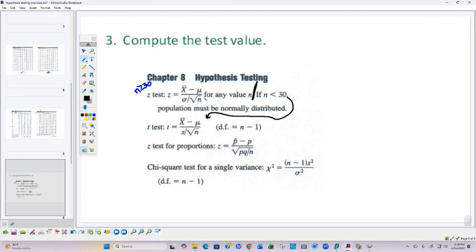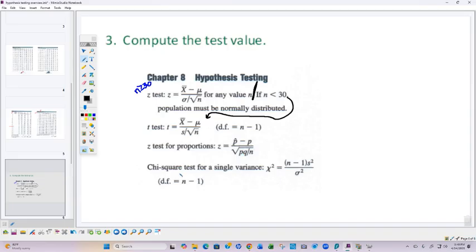Okay. So n is greater than or equal to 30, this one. N is less than 30, you're using the t-test. If you're using a proportion, you're using this one with p hat. Remember, p hat is where they tell you something like 2 out of 3, and you would do 2 divided by 3 to get your p hat.